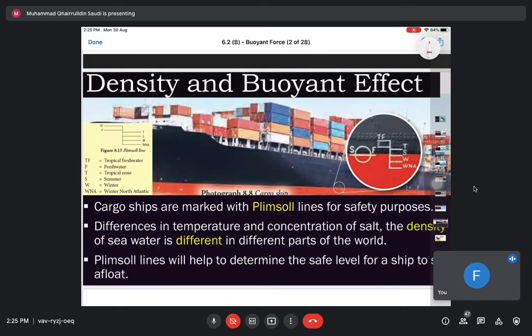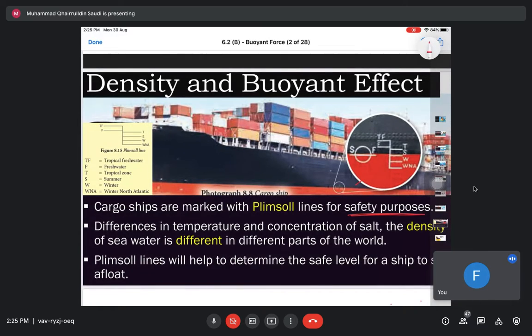Density and buoyant effect. Cargo ships are marked with Plimsoll lines for safety purposes. If you notice, there are these lines on the body of a ship, for safety purposes.